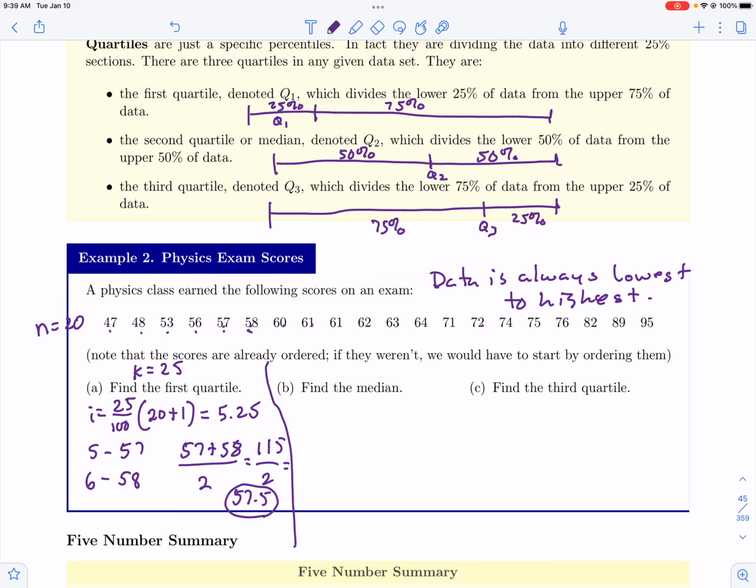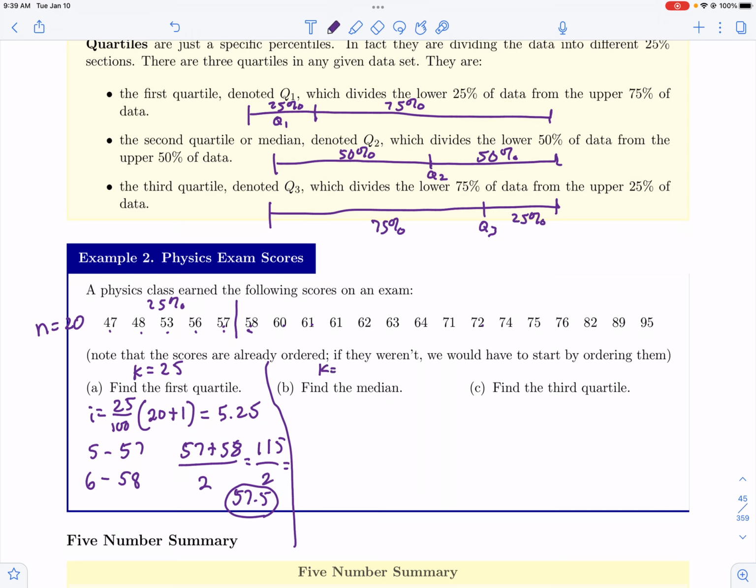All right, so that's our first quartile. That's going to live here. And so the idea is 25% of the data lives to the left of there, 75% of the data lives to the right. So that's what this means if we think about it from a number line perspective. All right, so let's calculate our median.